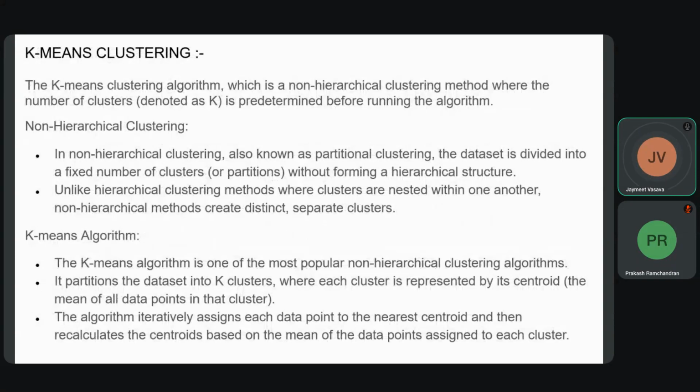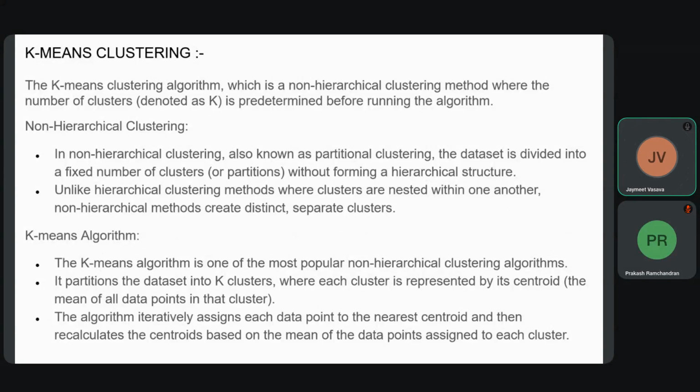So starting with k-means clustering. The k-means clustering algorithm is a non-hierarchical clustering method where the number of clusters, denoted by k, is predetermined before running the algorithm. Non-hierarchical clustering, also known as partitional clustering, divides the data set into a fixed number of clusters without forming a hierarchical structure.